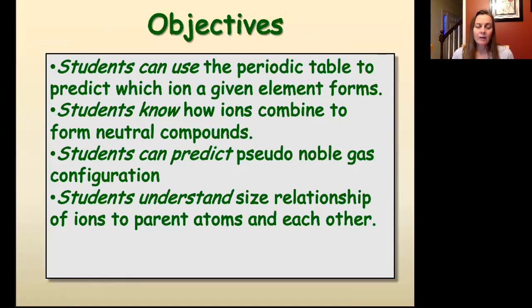Today we're going to have a quick refresher of the periodic table and how we use it to predict which ion a given element forms. But we're also going to connect that to electron configuration and understanding how the formation of an ion really creates a pseudo noble gas configuration. And then finally, we're going to be talking about the size of ions relative to other ions and relative to what we call their parent atoms, so the atoms that they come from.